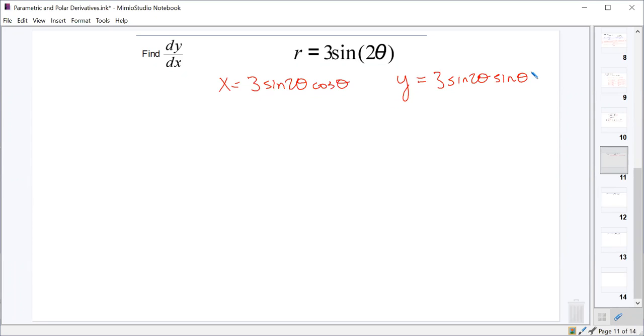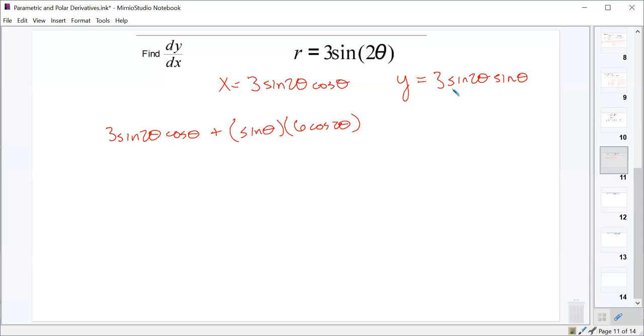Good. All right. So if we want to find dy dx, we need to find dy d theta. So that'll be 3 sine 2 theta times the derivative of sine, which is cosine, plus sine theta times the derivative of 3 sine 2 theta, which ought to be what? 6 cosine 2 theta. Excellent.